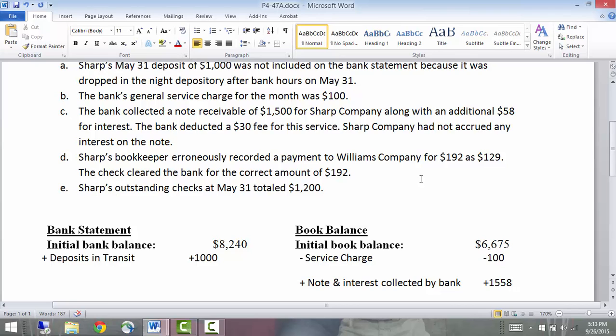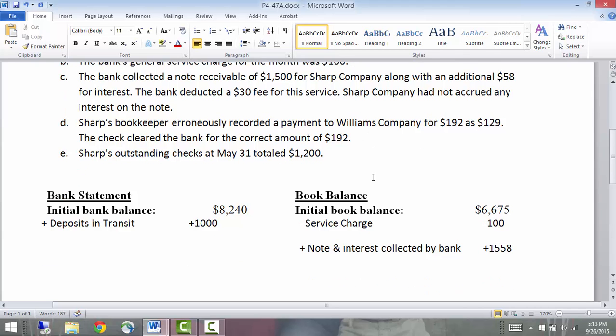Okay. Now the bank deducted a $30 fee for this collection service. So that would already have been reflected on our bank statement. So in the bank balance, they already deducted that $30. It's already deducted from that. So we don't have to deduct it again, but we do need to deduct it from our book balance. And you can call that bank collection fee, or charge, something along those lines. That's $30, so we're going to subtract that from our amount. And then the next sentence there says, Sharp Company had not accrued any interest on the note.